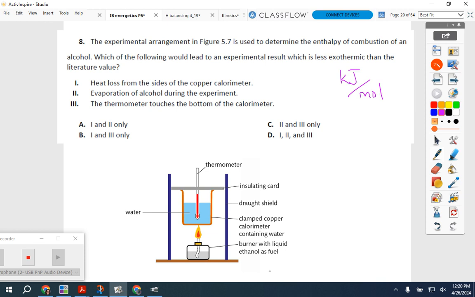How about the thermometer touching the bottom? Yeah, because the heat is directly on the thing, it's actually going to overestimate more, not less. Exactly. So these two are both going to bring the enthalpy estimate down, and this one is going to bring it up. And so the answer would be 1 and 2 only for this.